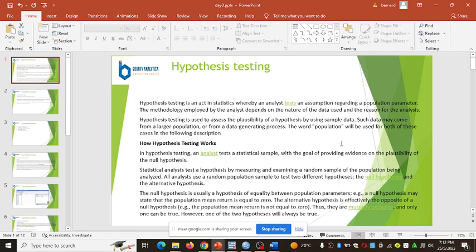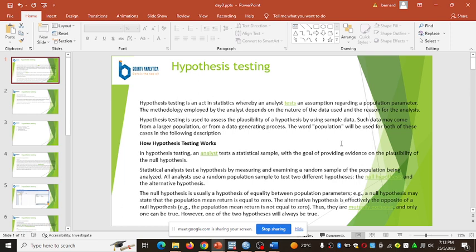So what is a null hypothesis? You need to understand what we mean by null hypothesis and the alternative. The null hypothesis is usually a hypothesis of equality between population parameters. For example, a null hypothesis may state that the population mean return is equal to 0. That's the null. So we are using sample data to test the claim that the population mean is equal to 0.